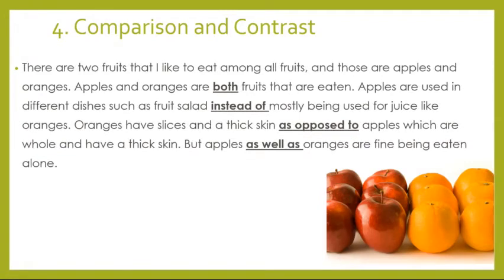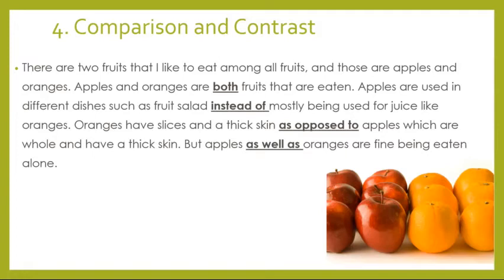Okay, so this text, let's all read. There are two fruits that I like to eat among all fruits, and those are apples and oranges. Apples and oranges are both fruits that are eaten. Apples are used in different dishes such as fruit salad instead of mostly being used for juice like oranges. Oranges have slices and a thick skin as opposed to apples which are whole and have a thick skin.